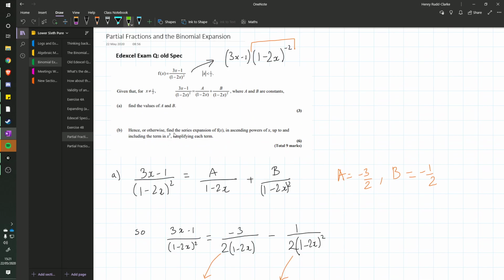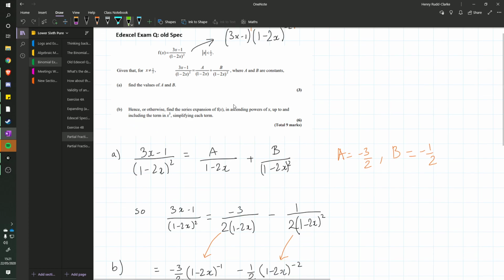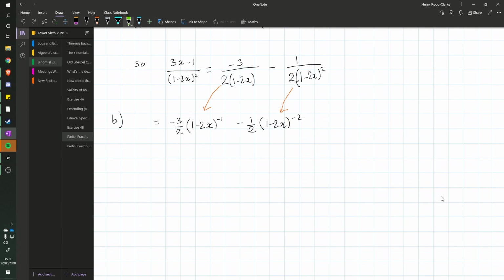So, because it says hence or otherwise, I could actually just go back to the original question and write it out like I said up here, and then just do expansion on minus this 1 minus 2x to the power of minus 2 and multiply by 3x minus 1. That would actually probably be slightly quicker than doing it this way, to be honest.